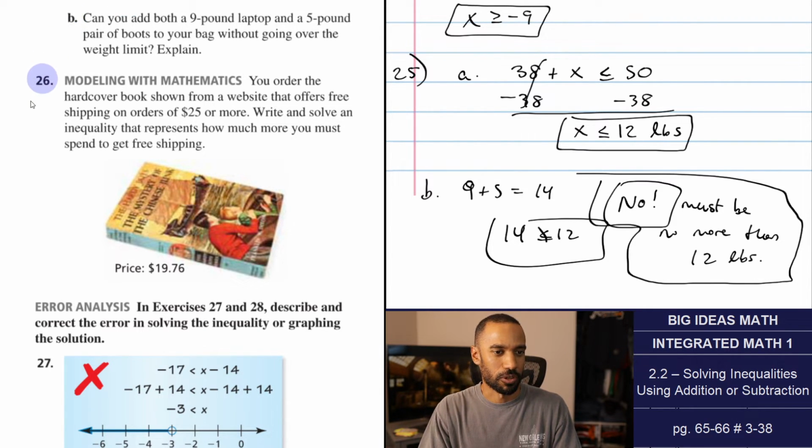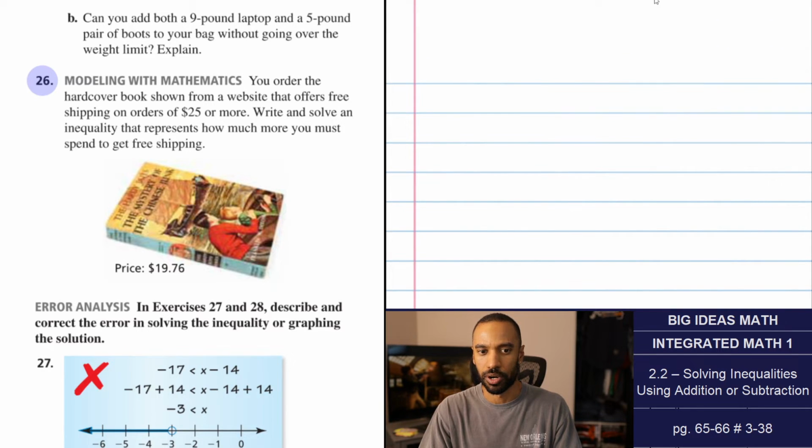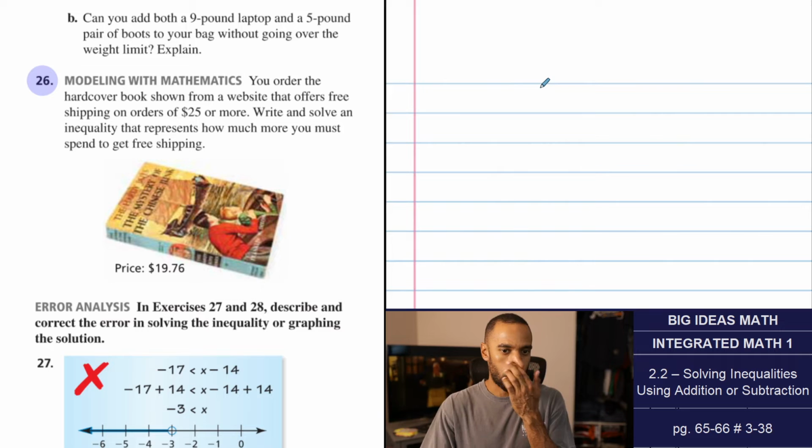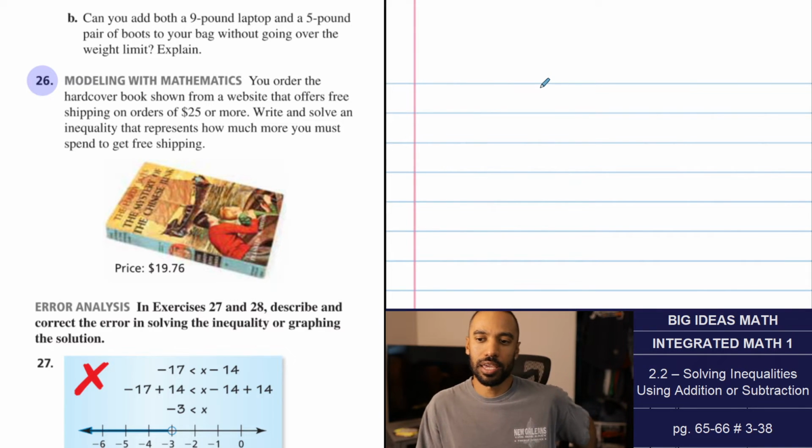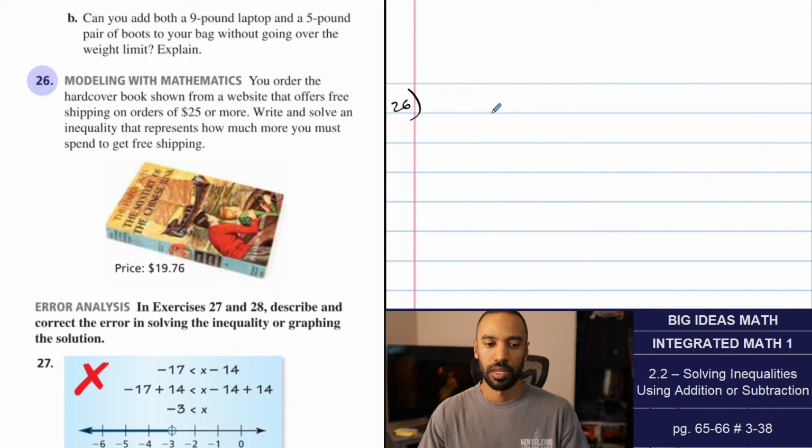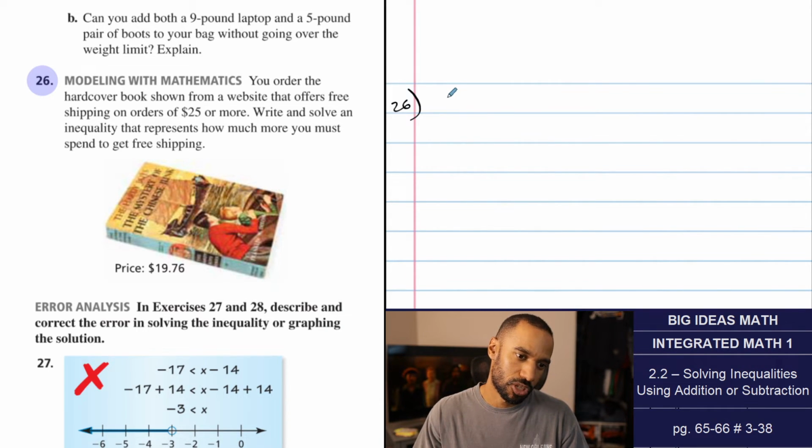Okay, now I'll move on to number 26. You order the hardcover book shown from a website that offers free shipping on books on orders of $25 or more. Write and solve an inequality that represents how much more you must spend to get free shipping. Yes, this is a kind of math thing I might do. So we start with 19. The price is on the bottom, with that book called The Mystery of the Chinese.